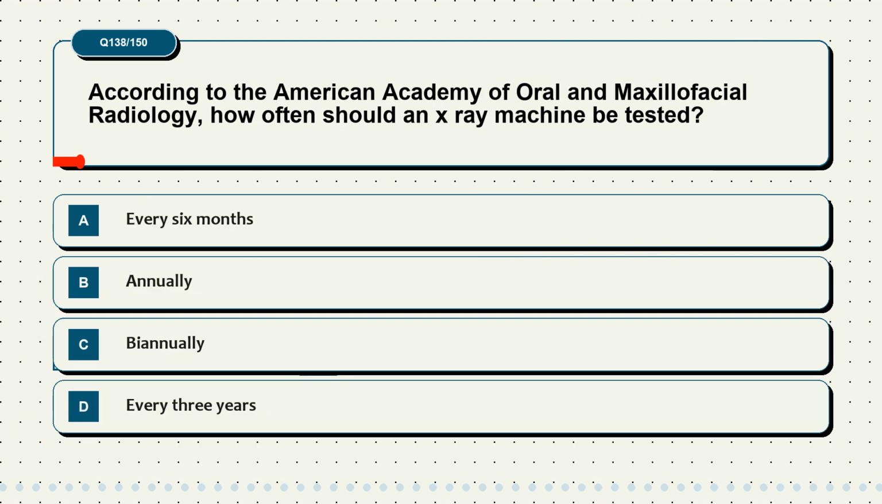Question 138. According to the American Academy of Oral and Maxillofacial Radiology, how often should an X-ray machine be tested? Here are the options. Option A, every 6 months. Option B, annually. Option C, biannually. Option D, every 3 years.